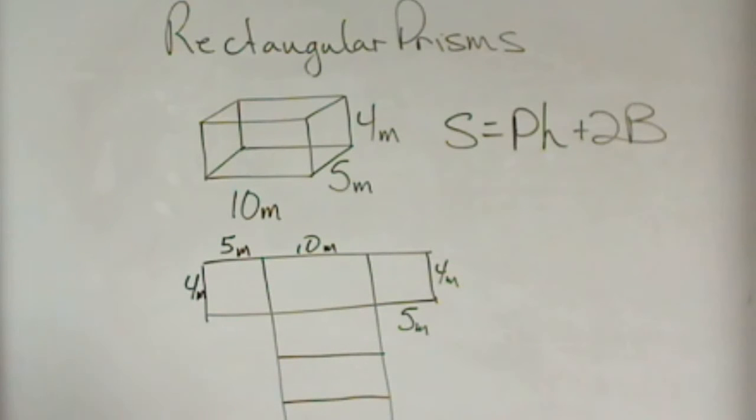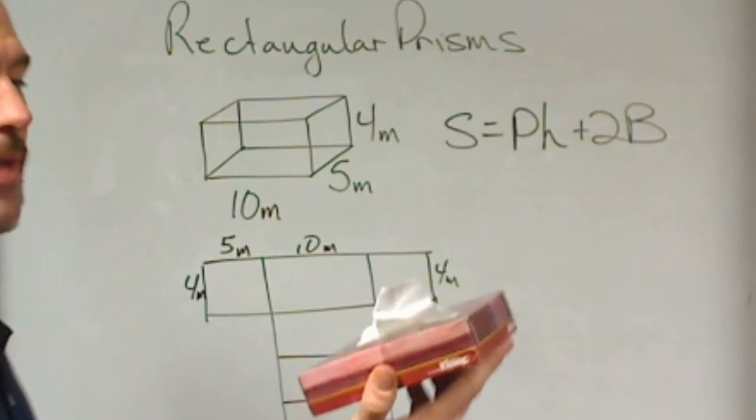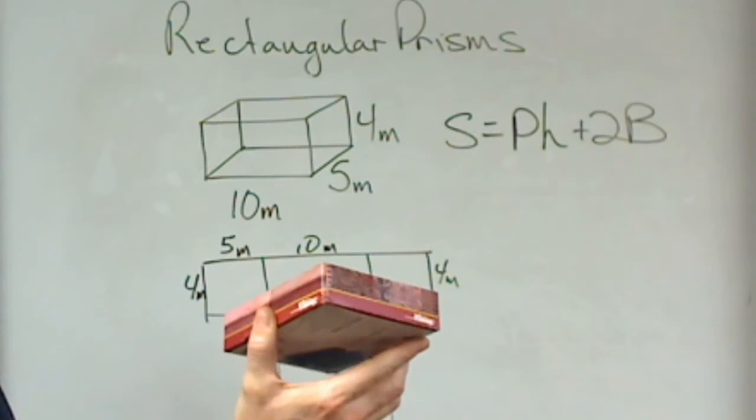Okay guys, so this next video is on rectangular prisms. I'm going to try to make this as quick as possible, but I need to make sure that we understand the difference between surface area and volume. So this is my rectangular prism here. It's basically a box, right?